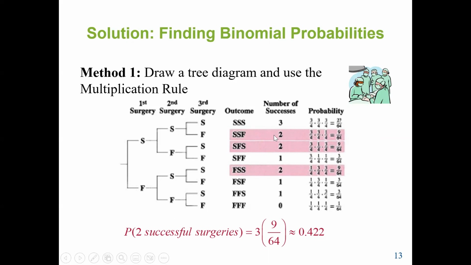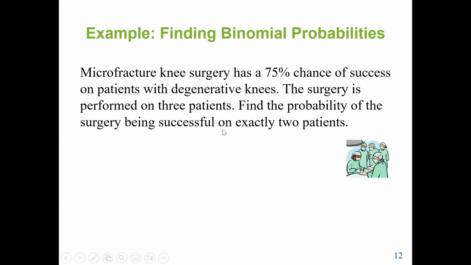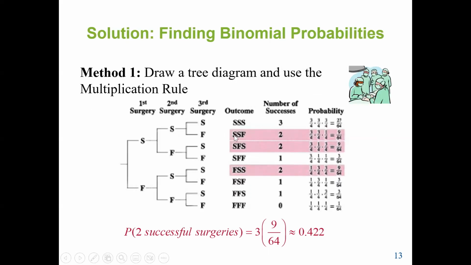So the question said, find the probability of the surgery being successful on exactly 2. Not less than 2, not greater than 2. Which means we have SSF, 1, 2, only 3. That's why we have 3 times the number of successes, 9 by 64. We can see here 9 by 64, another 2 is 9 by 64, another 2 is 9 by 64. How do we get the 9 by 64? Remember the probability for each one. Like here we have 3/4, 3/4, 1/4. For the 3 here, the total gave us 9 by 64.